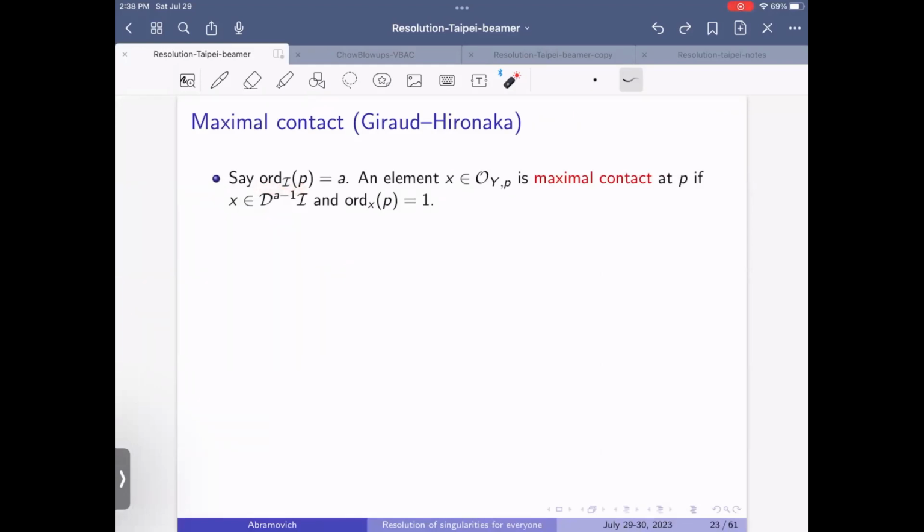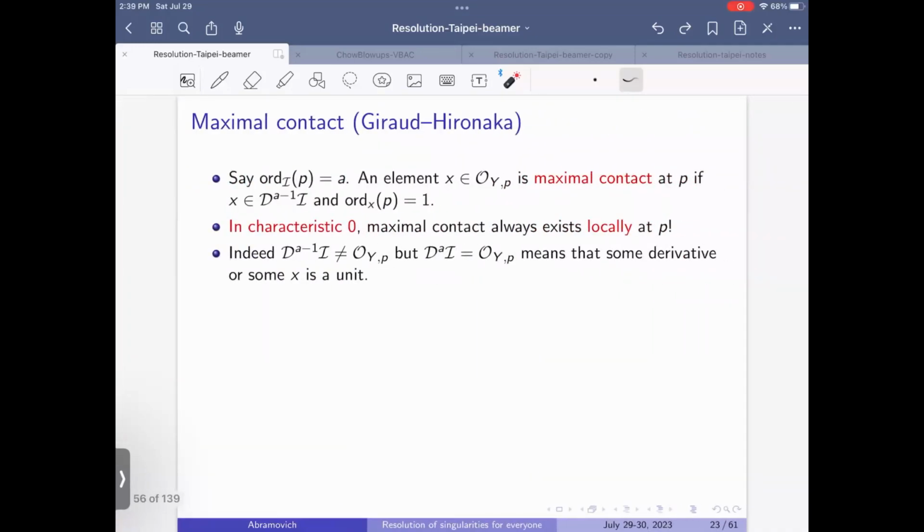Suppose the order of an ideal at a point is A. We say that an element of the local ring is a maximal contact element at P if it is an element of the A minus first derivative of the ideal I that we are trying to principalize, and the order of the element X itself is 1. So X is regular. It has a non-zero derivative at a point, and it's a member of this A minus first derivative ideal.